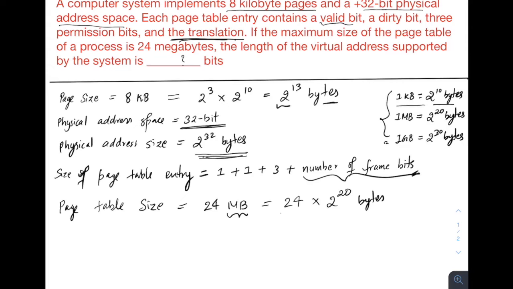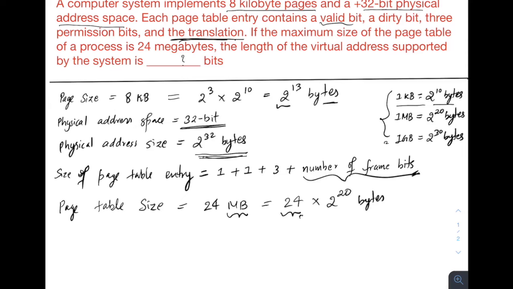Now the issue is that 24 is not a power of 2, right? 2 power 4 is 16, but 2 power 5 is 32. So we cannot convert this exactly. We can approximate it, but we do not want to do this now. If in the future we need the answer as a power of 2, then we will approximate it, but not now. We will keep it as is.